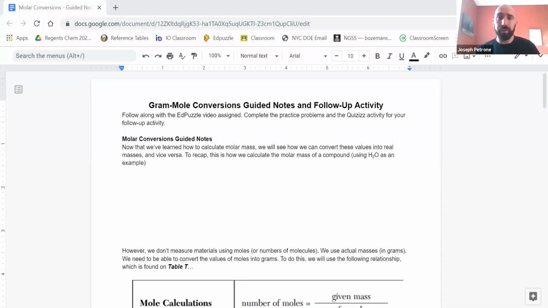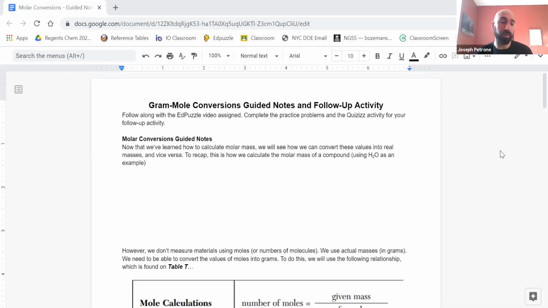So once again, like I said, we're going to go through the grand mole conversions guided notes here. I'm just going to be writing along through this. Now that we've learned how to calculate molar mass, today we're going to see how we can convert these values into real masses, and then also vice versa. Before we get into that, I just want to recap how we calculate the molar mass of a compound. We're going to use H2O as an example.